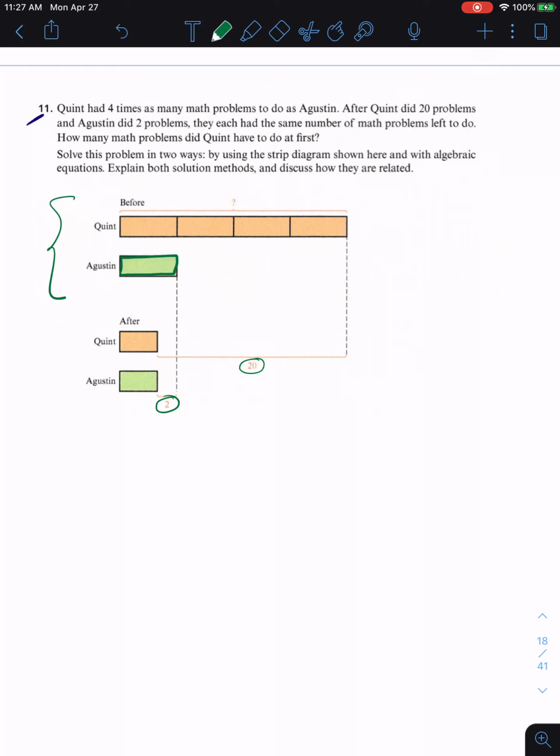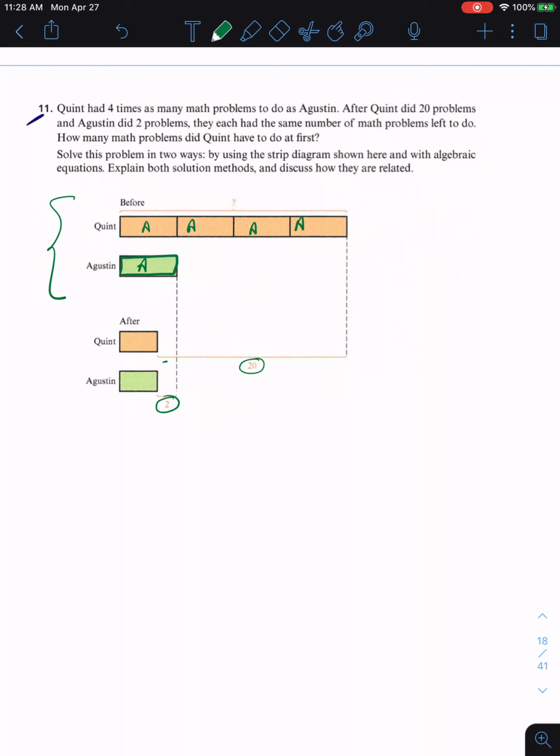That's very interesting. So what do we know here? We know that whatever Quint had, if this is Augustine, this is Quint. It's 4 Augustines, right? And he did 20 problems. Minus 20. So I'm being drawn into the algebraic, but I'm stopping myself now because I think we should try and think like a kid.